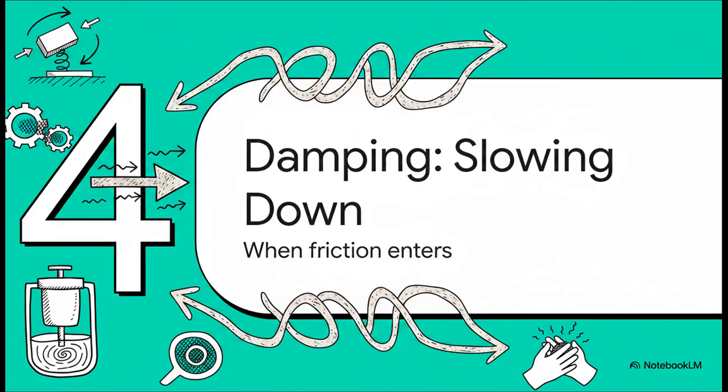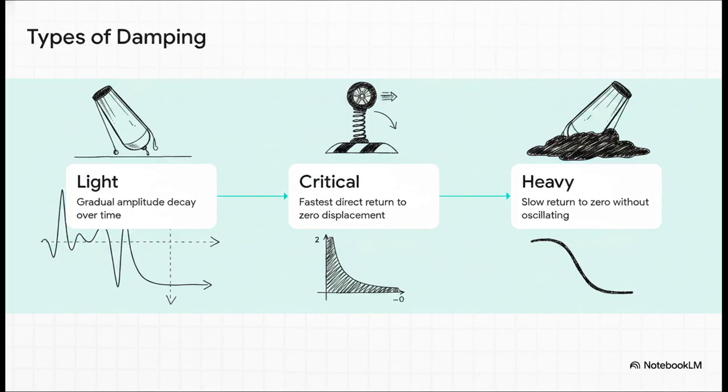Section 4. Damping. Slowing things down. This is where friction enters the chat. Obviously, we don't actually live in an ideal frictionless vacuum. So it's time to bring reality back into the picture and introduce resistive forces. Physicists call this damping. Depending on the environment, an oscillating system is going to experience one of three types of damping. Let's step through them so you can vividly picture the physics happening.